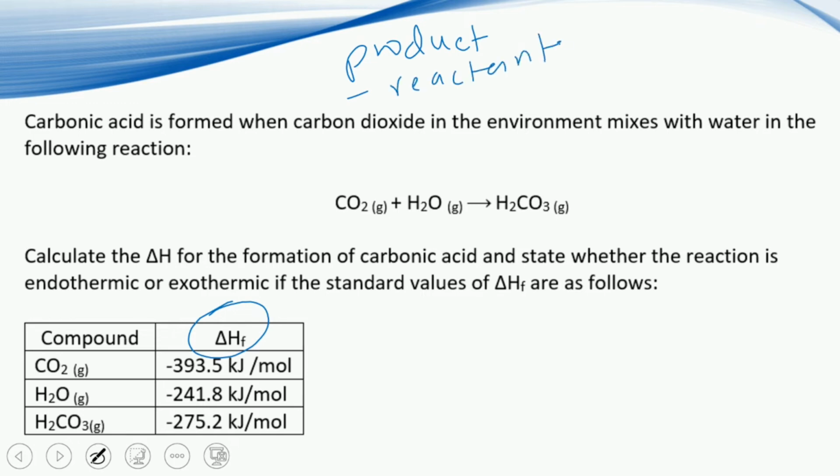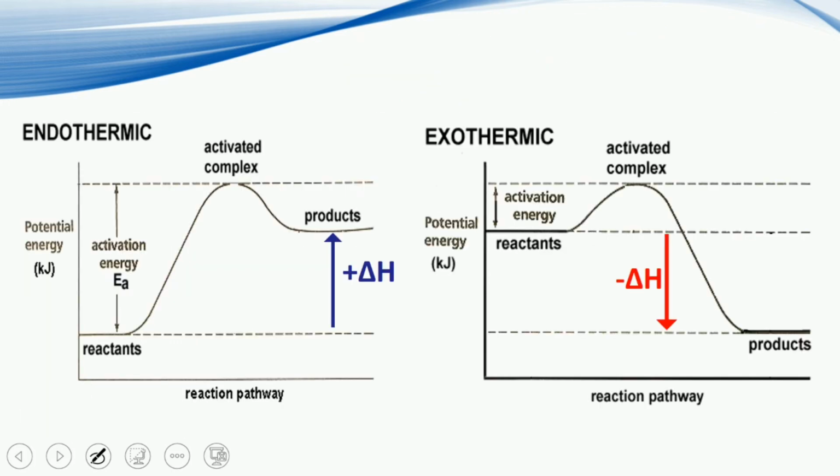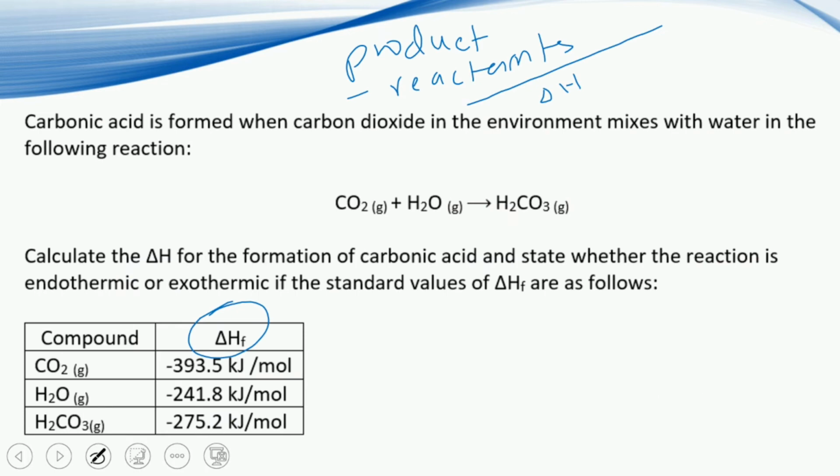So first we have to figure out, okay, well, what's the total for the products and what's the total of the reactants? Because that would give us our change in enthalpy. And remember, just like I showed you guys in the previous slide, if the change in enthalpy is positive, then we have an endothermic process. If it is negative, then we have an exothermic process. So let's look at the values here.